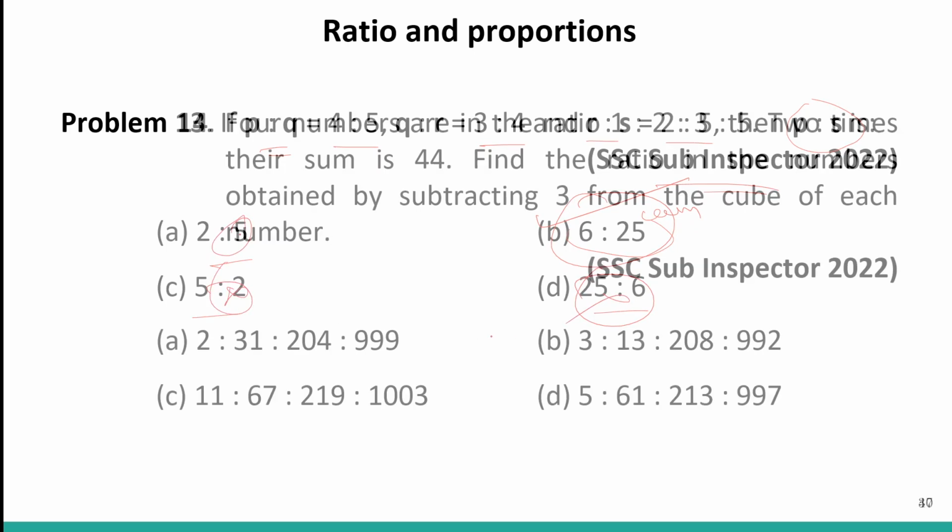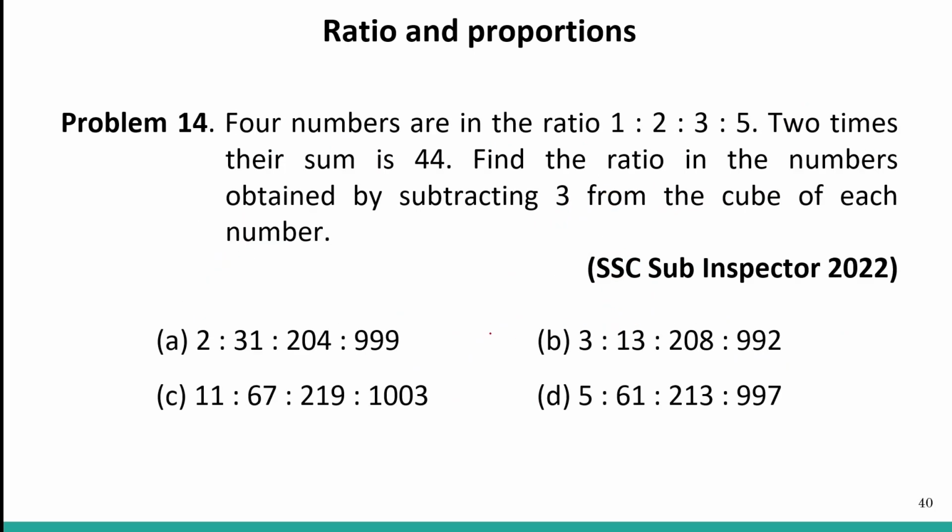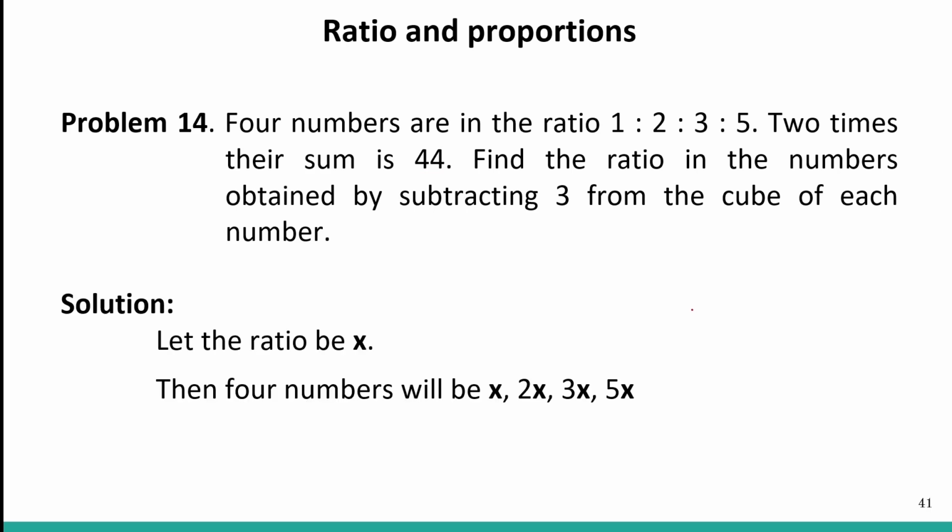Okay. So let's see problem number 14. So 4 numbers are in the ratio 1 is to 2 is to 3 is to 5. So 2 times their sum is 44. Okay. 2 times their sum is 44. So find the ratio in the numbers obtained by subtracting 3 from the cube of each number. So let's see, this question has appeared in SSC Sub Inspector 2022 paper.